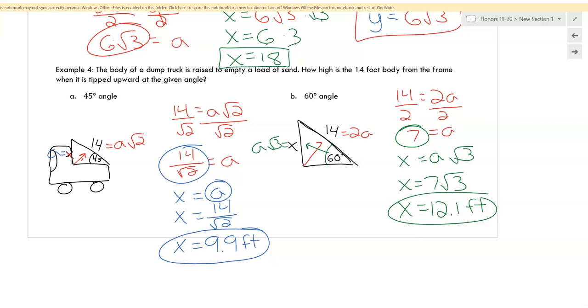This is a bigger angle. If I raise it just a little bit, it's not going to be as high. And as I raise it a little bit more, that height should be longer. So our two answers do make sense.